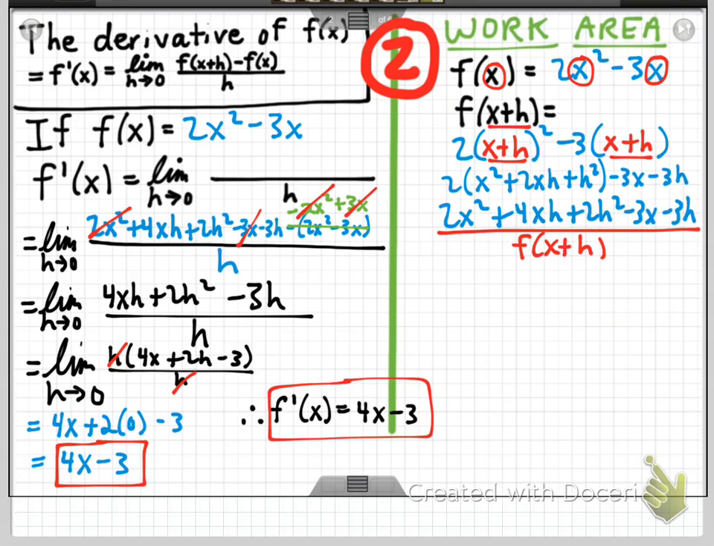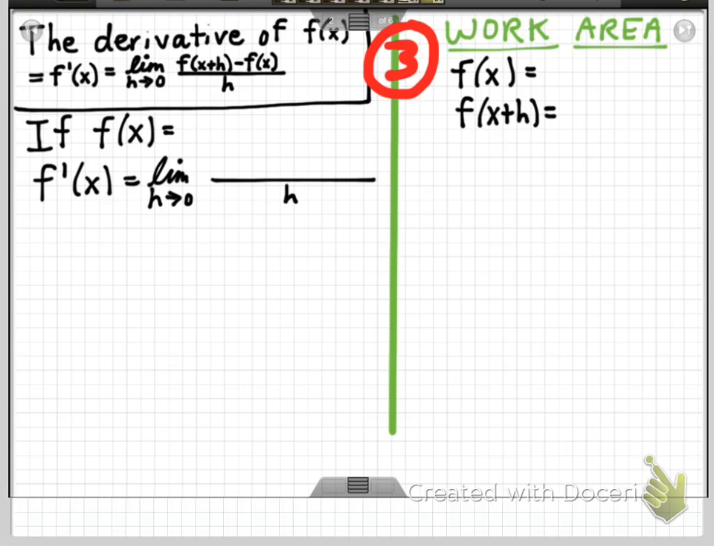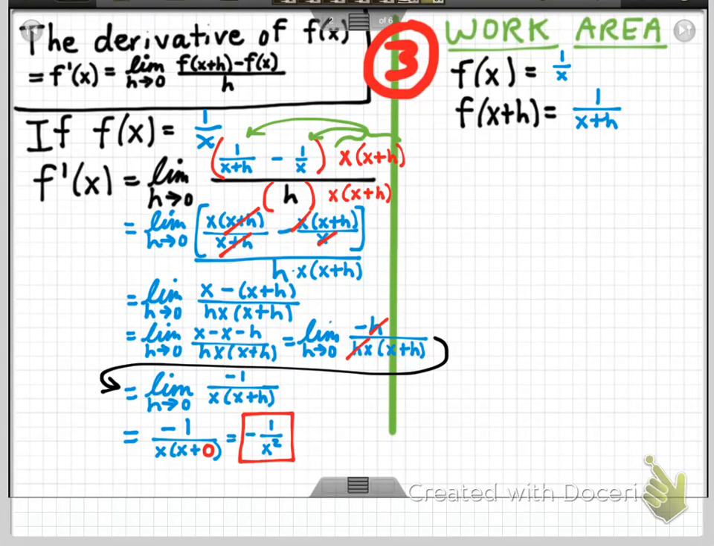I'm going to pause the video and work out numbers 3 and 4, so then you can just do those on your own and just check the answers. Alright, well, here you go. You've got your answer right down here for number 3. That's the derivative of 1 over x.